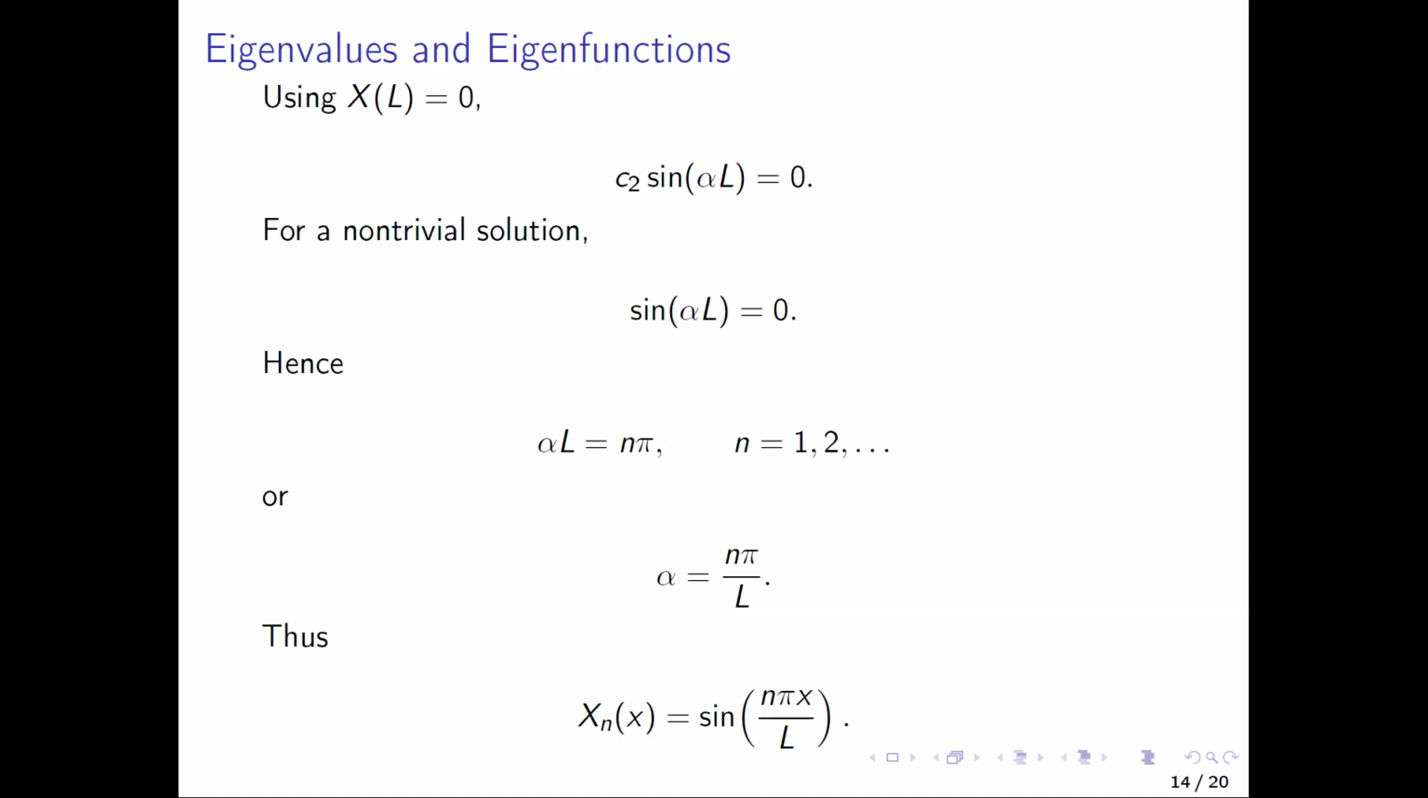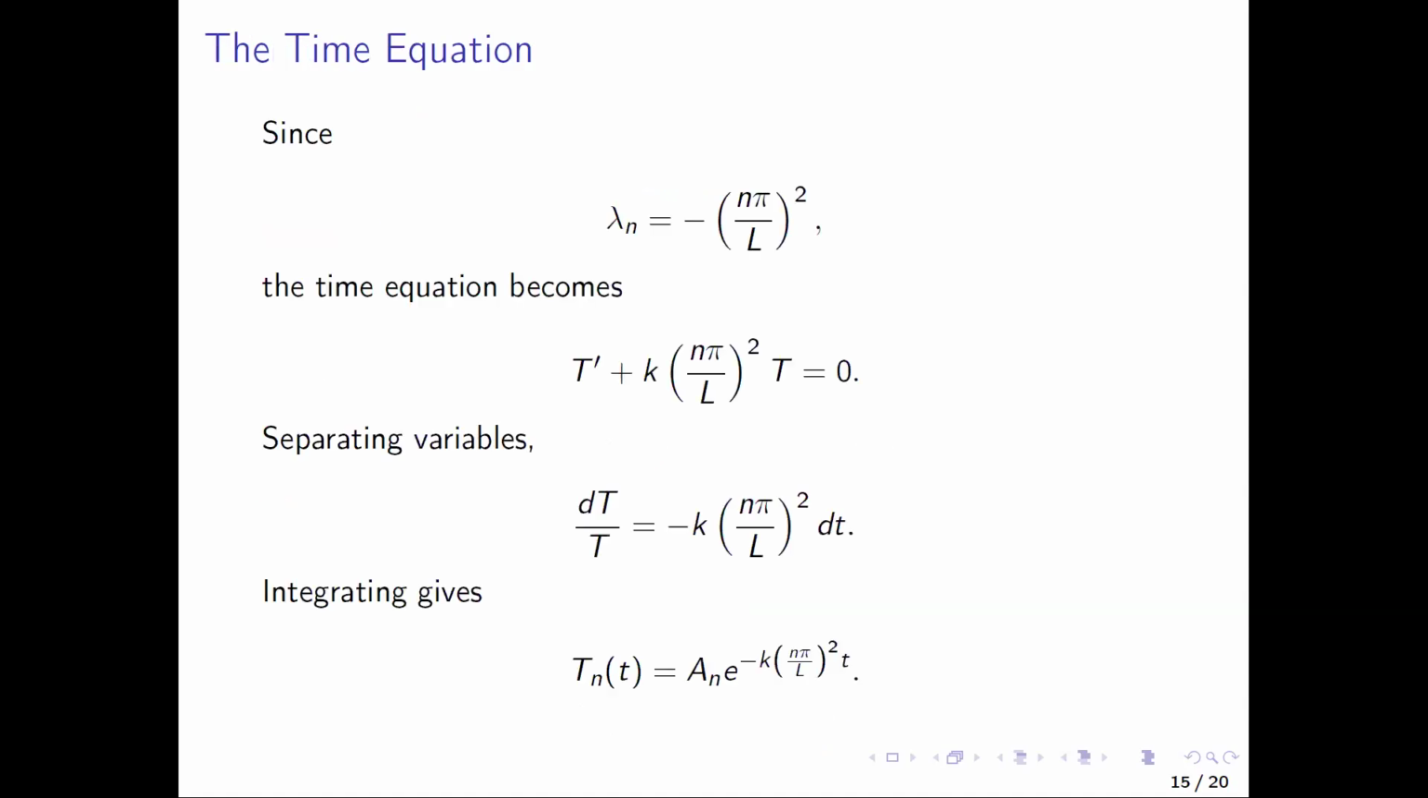If you write the X solution, for each n you will get another solution, so there will be lots of non-trivial solutions there. So sine of n pi x over L will be your X solution as the result of this part. In the time equation, since lambda is equal to minus alpha square, and we found alpha in the previous slide, your lambda value will be the square of the thing that you found there. If you consider the sign value, then this equation becomes like that.